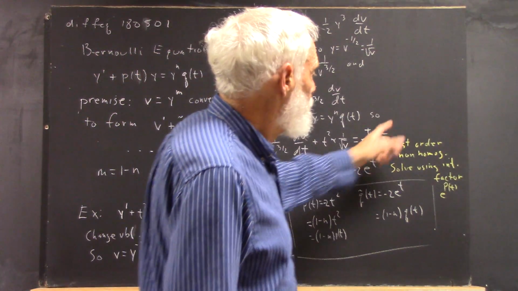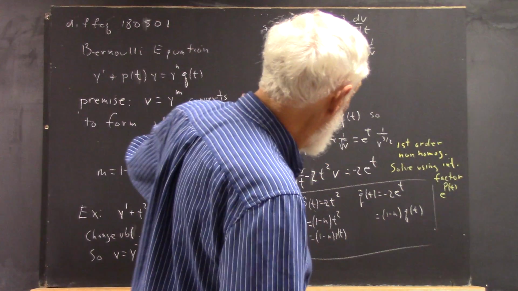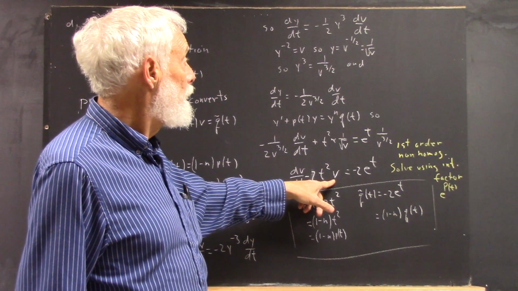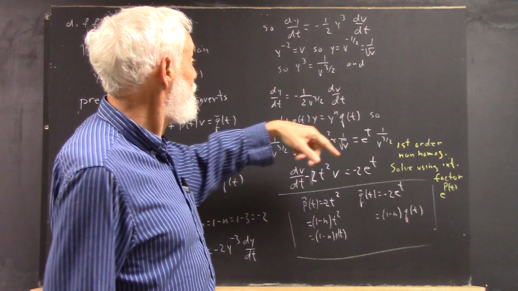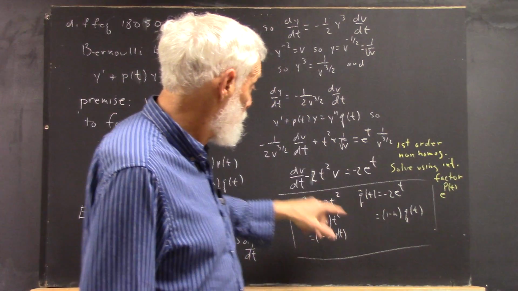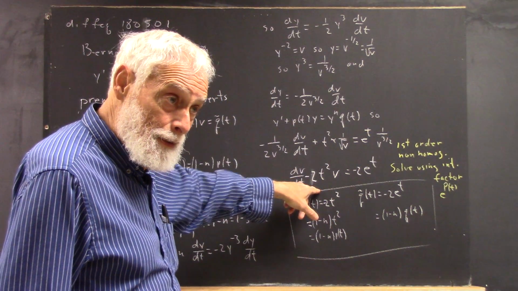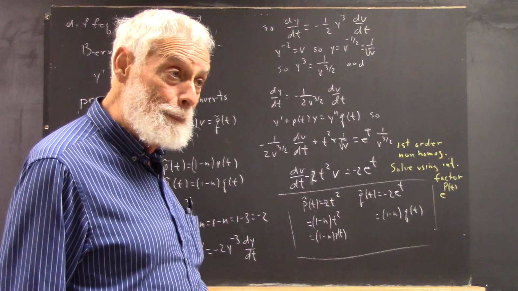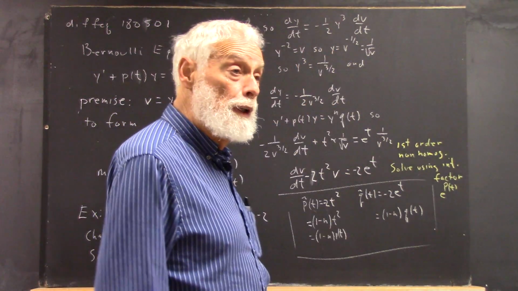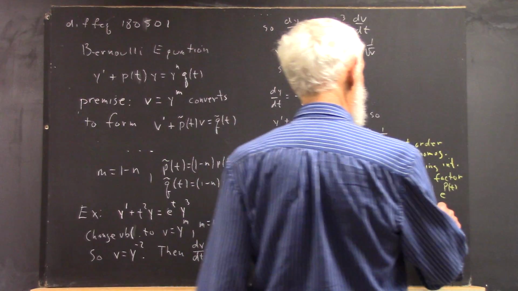Okay, well, but we solve this, and of course then we have a solution for v. Now we want a solution for y, right? Well, we see that y is 1 over the square root of v, so whatever we get for the solution here, we do 1 over the square root of that, reciprocal square root of the v function, and that gives us our y function.